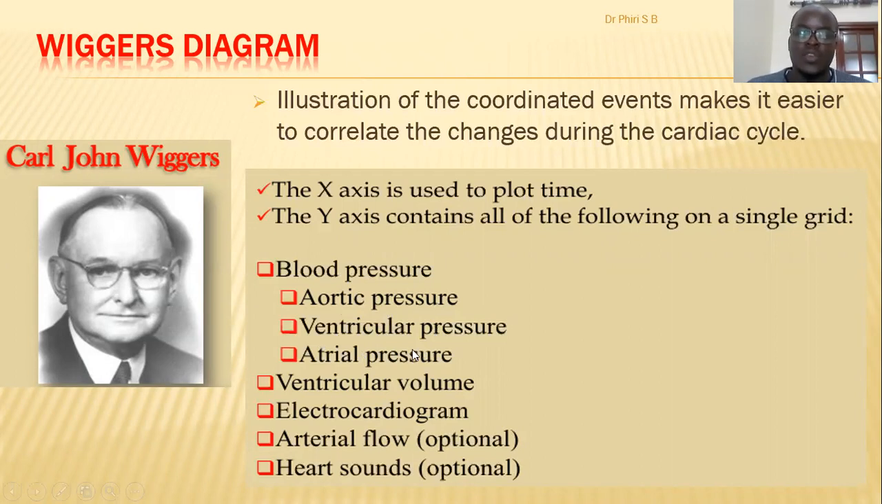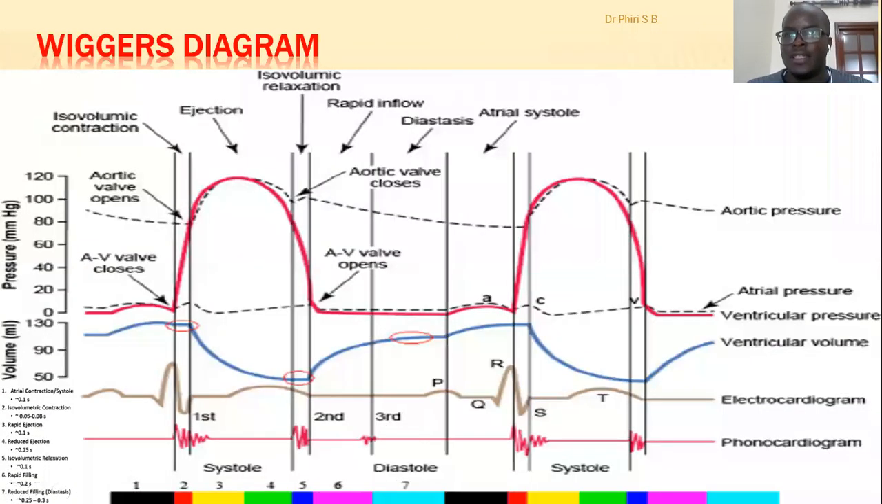On top of that, you can also put the ventricular volume. Then you also have the electrocardiogram, the ECG itself. Then the other things are optional. You can also include the arterial flow and also the heart sounds. So this is called the Wiggers Diagram. This Wiggers Diagram is summarized in this table or this diagram.